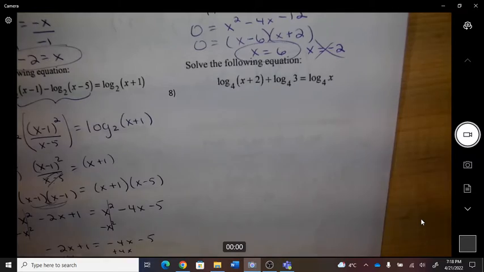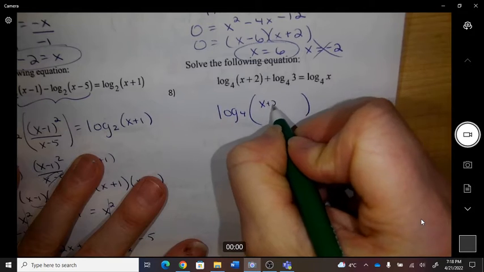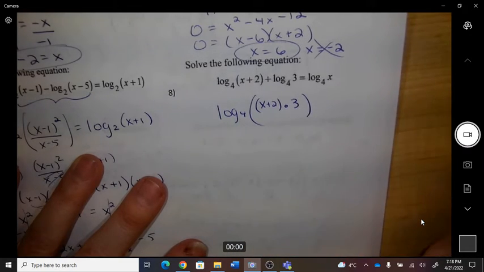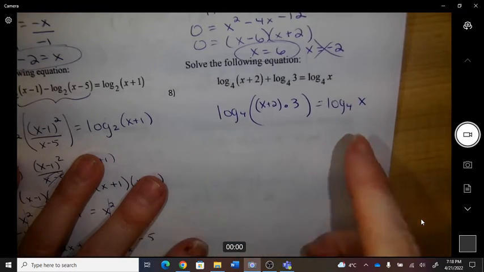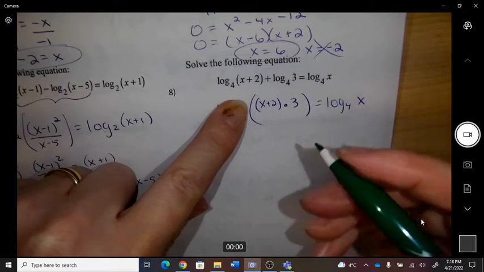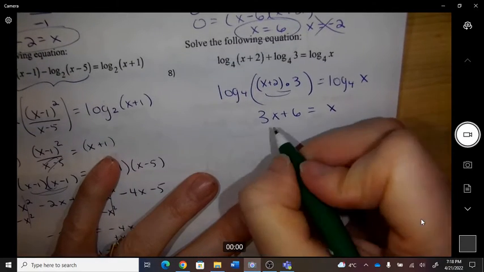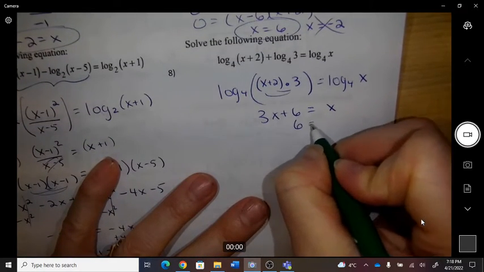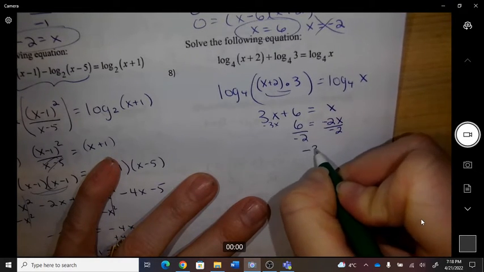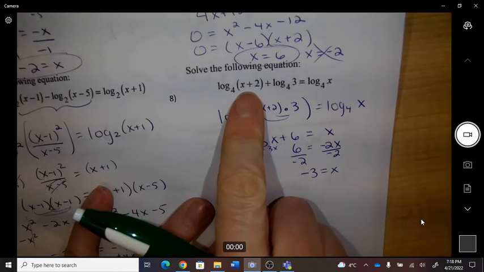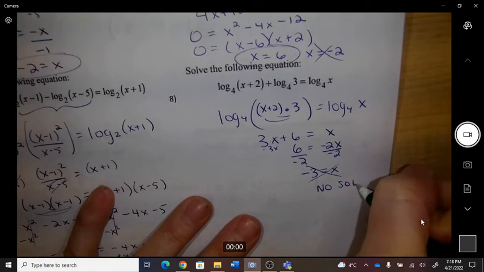Okay, so let's do this with two separate sides. So log 4 on this side is separated with add, so we multiply. Now, since that's a log 4 and that's log 4, we're dropping that. It's the same. So therefore, 3x plus 6 equals x. So I'm going to go subtract 3x, divide by negative 2, negative 3 equals x. If I plug it in, oh, that's a negative result, so there's no solution.